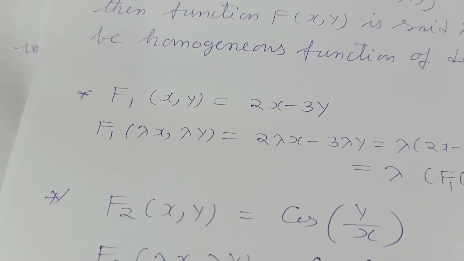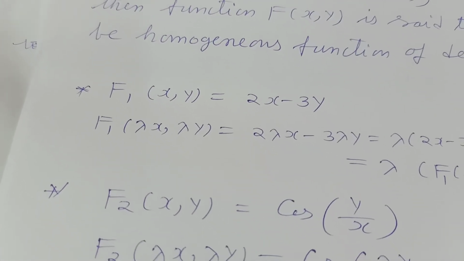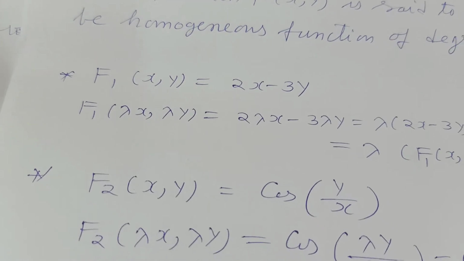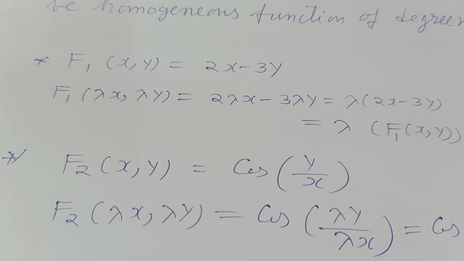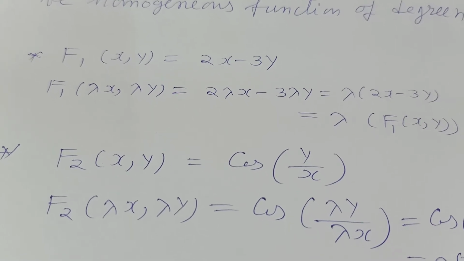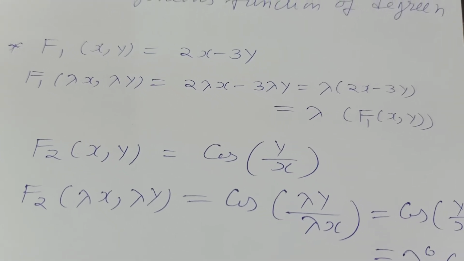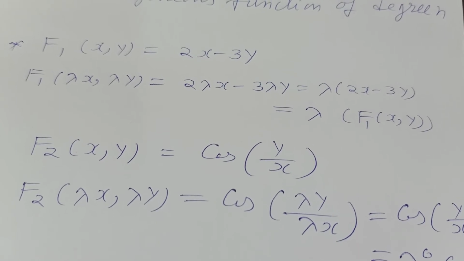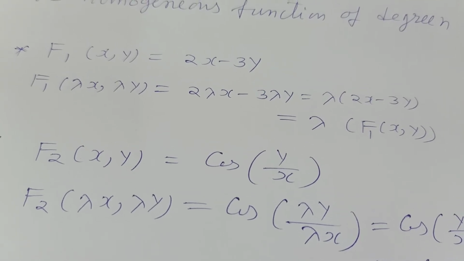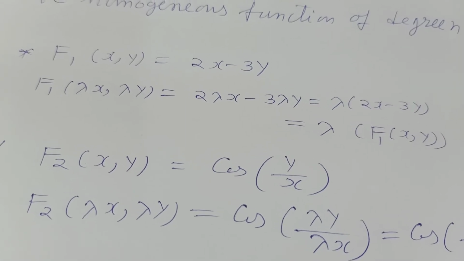Suppose we have function f1 of x, y equal to x minus 3y. If we replace x by lambda x and y by lambda y, and find the value of f1 of lambda x, lambda y, then we will say that it comes out to be lambda of (x minus 3y), that is lambda raised to 1 f1 of x, y. So it is a homogeneous equation of order 1.